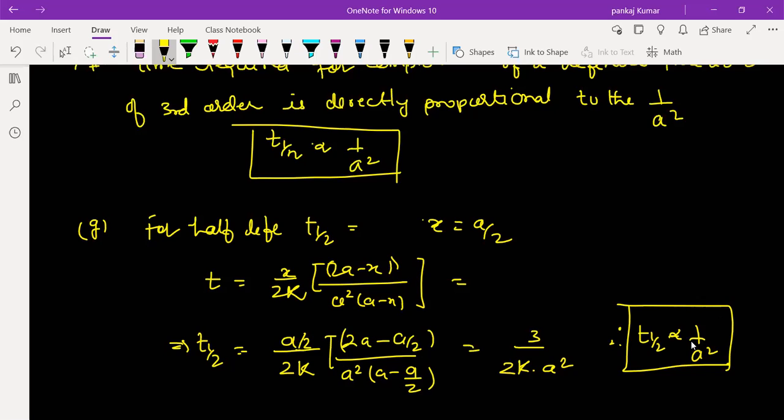Actually, the main thing is that if you remember how to derive the equation, then this will be possible. Otherwise, there are so many formulas, and each and every formula you have to remember, which is very difficult. It is better you try to know how the derivation takes place, because derivation will only help you. Derivation is very, very important.